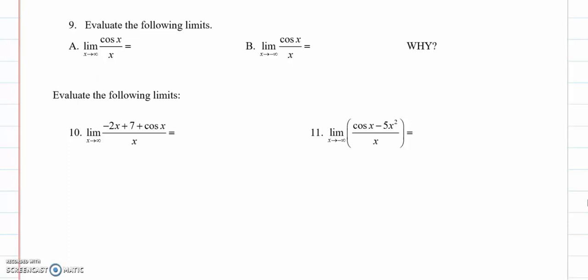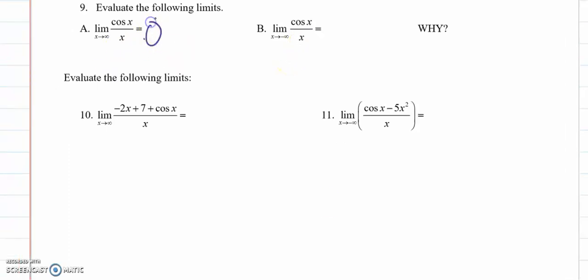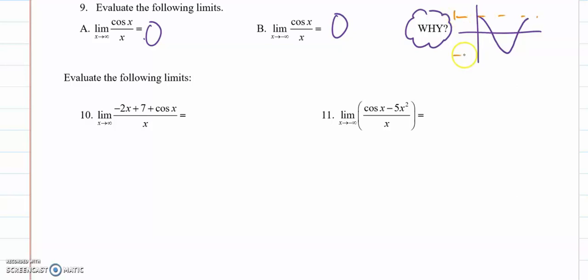Number 9, same idea except with cosine. Those limits are both 0 by the exact same reasoning, and again I think that's an important idea. Cosine looks like this, and it's a bounded function. It will never ever be greater than 1, and it will never ever be lower than -1. So you take those relatively small numbers and divide by bigger and bigger numbers, and it's going to go to 0.